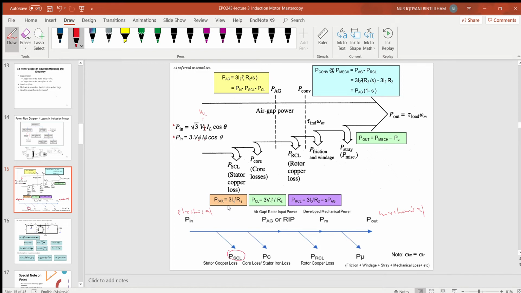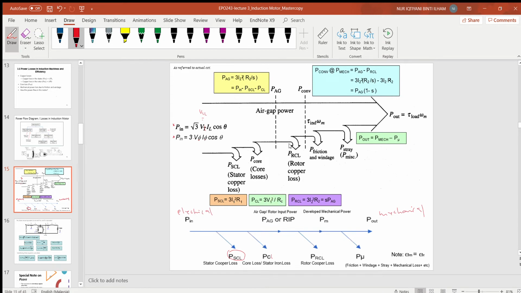The next loss experienced by the induction motor is the P stator copper loss. P stator copper loss can be written as I1 squared times R1. Since this is three-phase, I just multiply by 3. Next is the P core loss. P core loss normally is given in the questions, but we can find it by using this formula: 3 times V1 squared over RC.